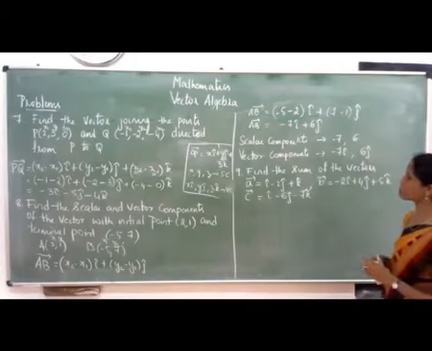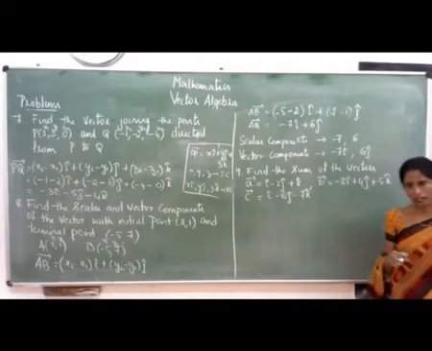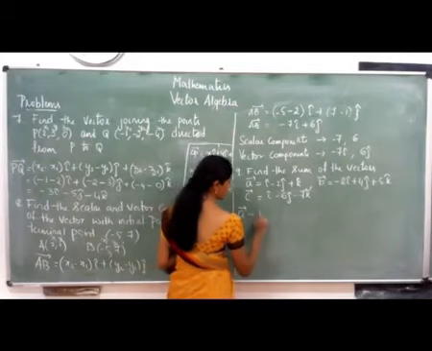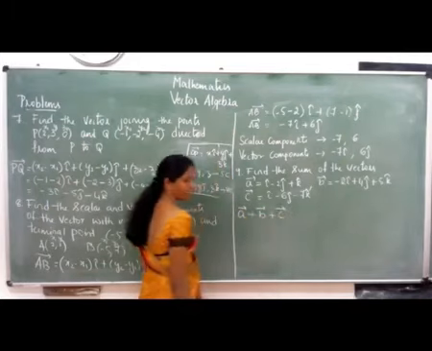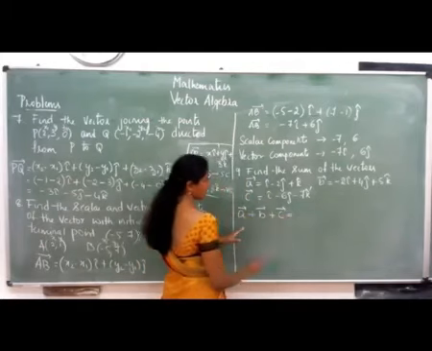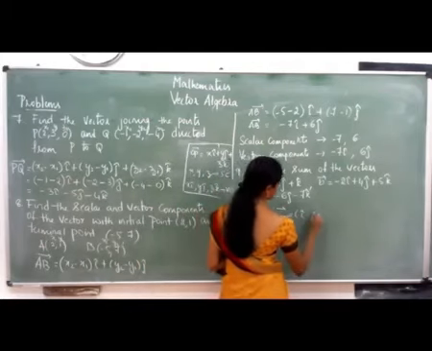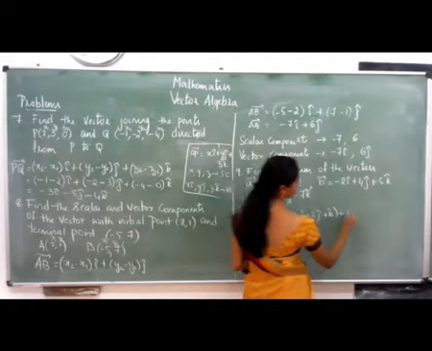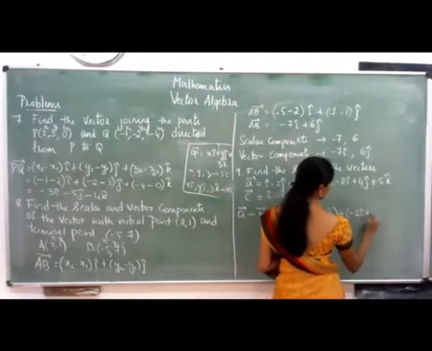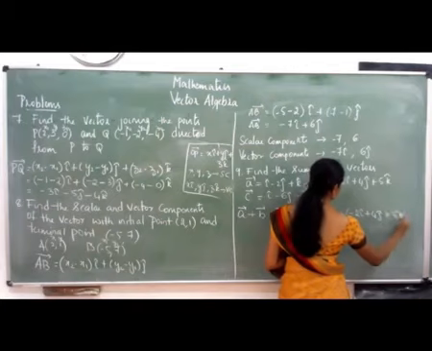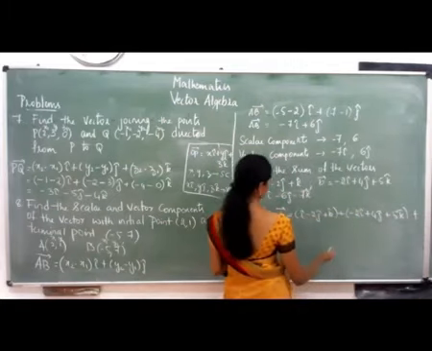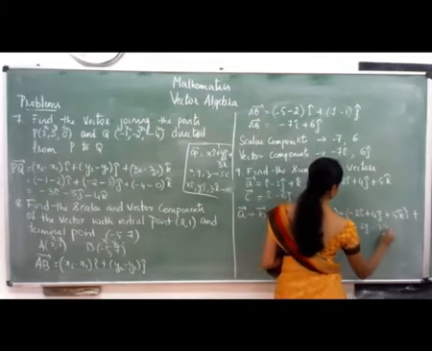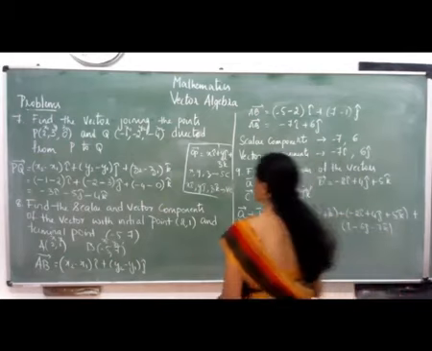In the next question, they have asked us to find the sum of the given 3 vectors. Sum means addition. So here I need to add vector A with vector B and vector C. Vector A is given by i cap -2j cap plus 3k cap, plus vector B is given by -2i cap plus 4j cap plus 5k cap, then plus vector C is given by i cap -6j cap minus 7k cap.